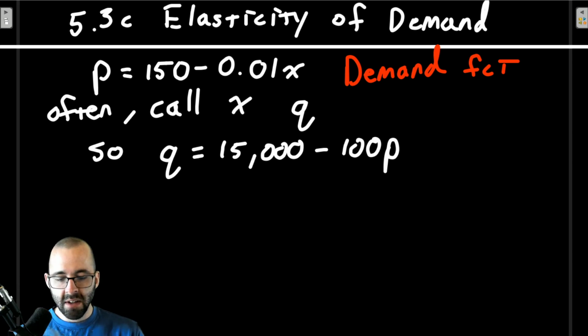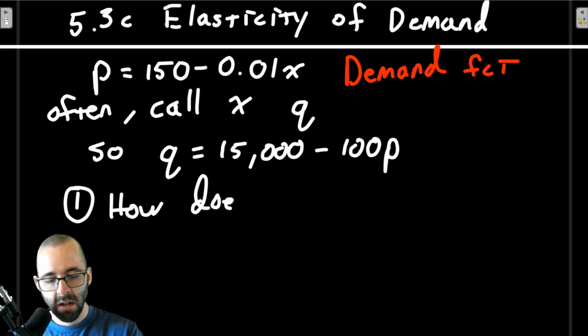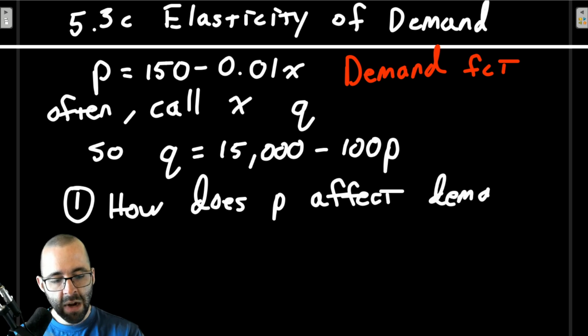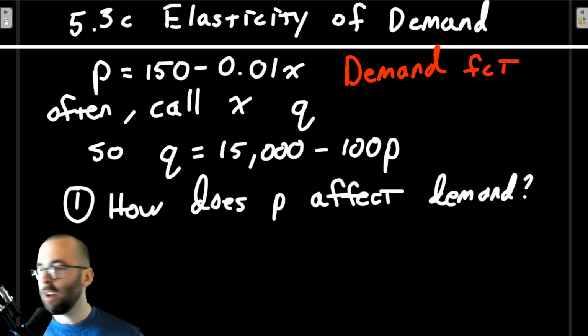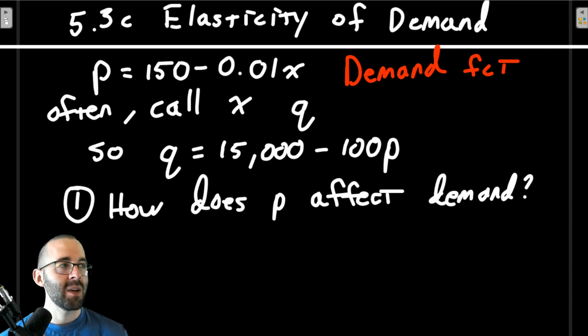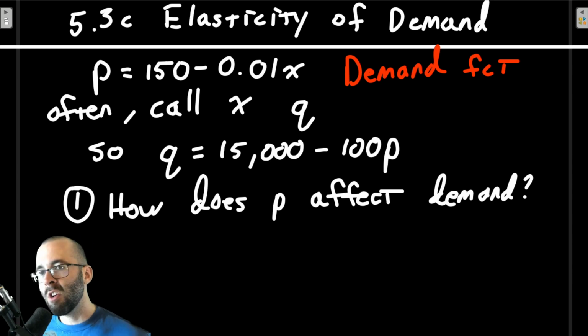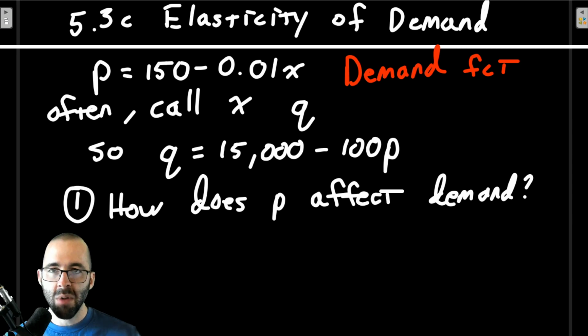And there are two questions that can arise here. The first is, how does price affect demand? This is a relatively easy question to answer. In almost every situation, not technically every situation, but almost every situation, an increase of price will decrease demand. There's an inverse relationship. The more I charge, the fewer people are going to buy something. The less I charge, generally the more people are going to buy that product. So this is usually an easy question to answer.